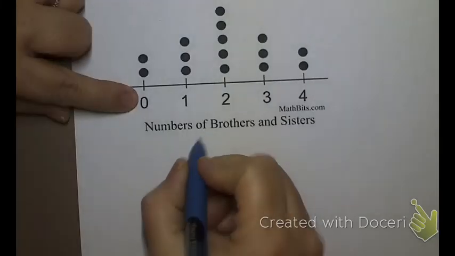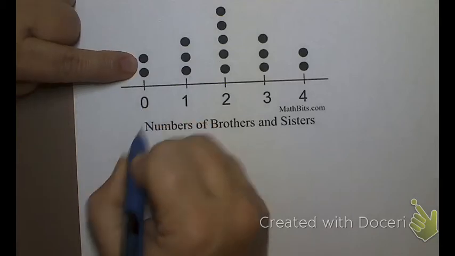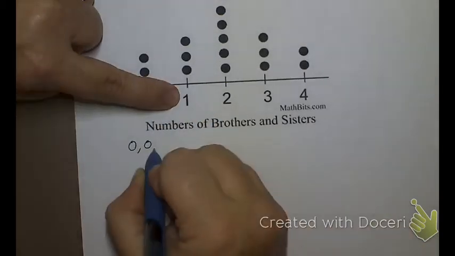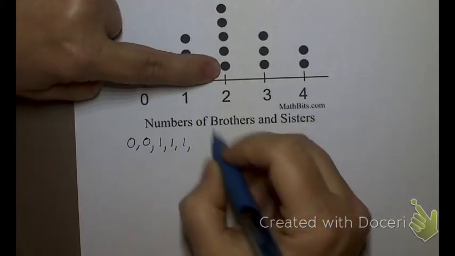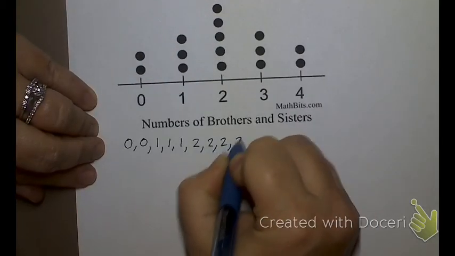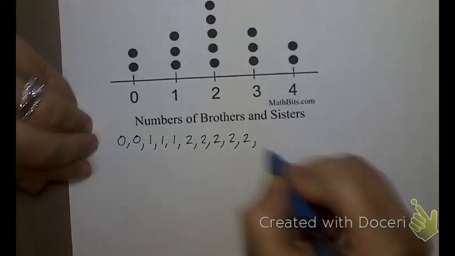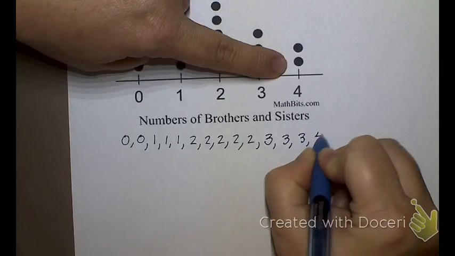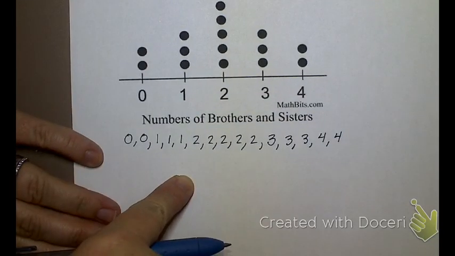Because this represents the list of numbers 0 through 4. 0 occurs on that list 2 times. 1 would occur on my list how many times? 3 times. 2 occurs 1, 2, 3, 4, 5 times. It's hard to write 2s when you're saying other numbers. 3 is going to occur 3 times. And 4 is going to occur twice. So I can get my list of numbers from that.